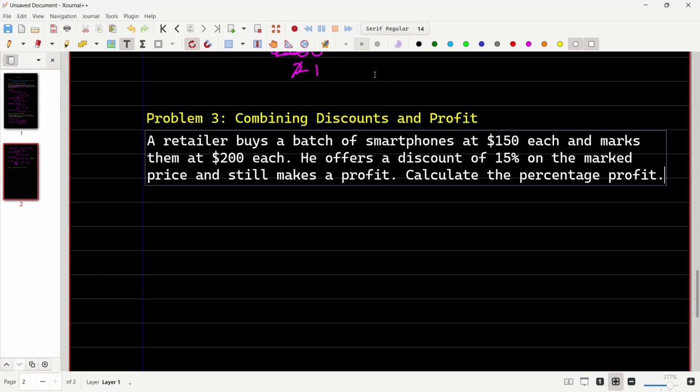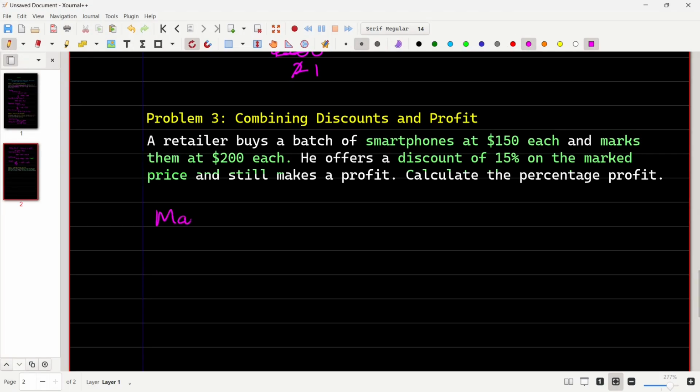So a retailer buys smartphones at, sorry, this is supposed to be white. All right, let's solve this one and extract the information from it. First off, we know that smartphones are bought at $150 each, so that's the cost price. And if he marks them at $200 each, then that means that this is the marked price. He offers a discount of 15% on the marked price and still makes a profit, and you're required to calculate the percentage. Okay, so we extracted all the information already.